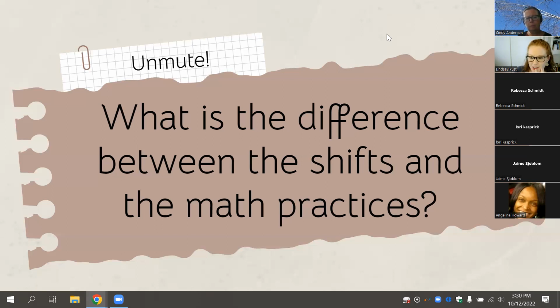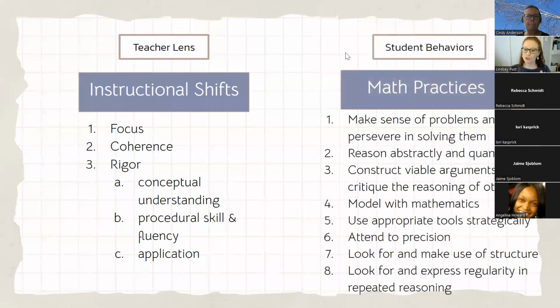Rebecca, did you want to share? Well, I was thinking that the shifts were more of how we teach it. Tells us how to teach it, but I'm not sure how math practices are different. Yes. Okay. There are probably many answers to this question, but something I am calling attention to is that the shifts are very much how we teach it as teachers. This is our lens. And then the practices are more student behaviors.